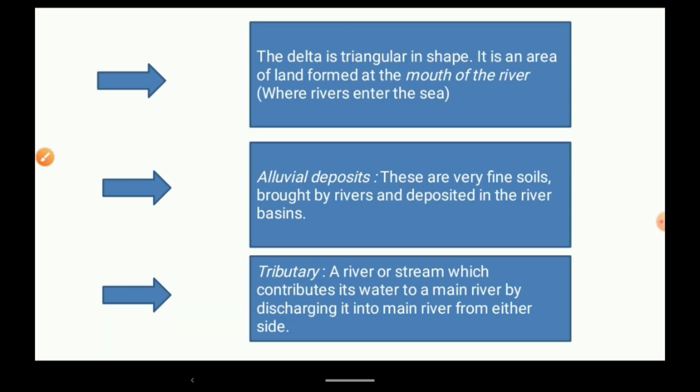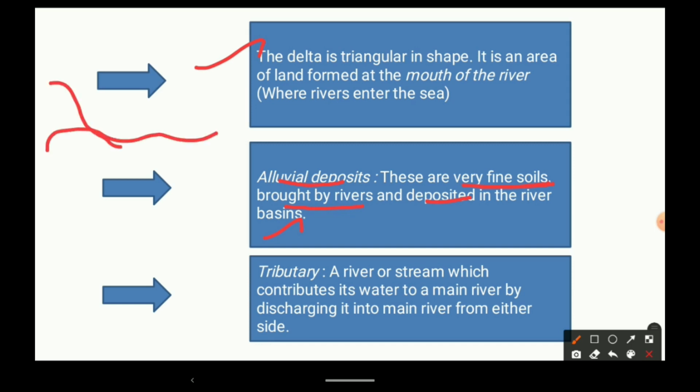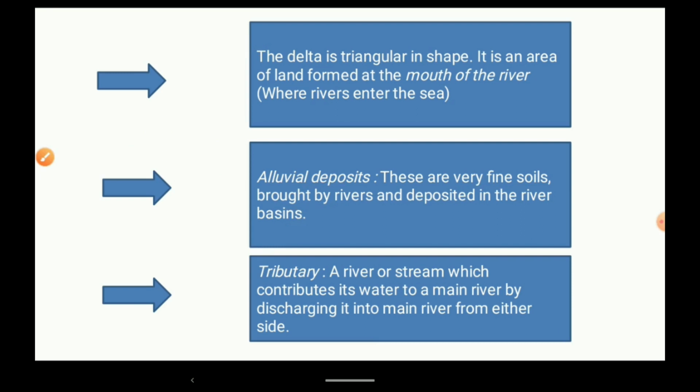Next, we are going to see some definitions. We dealt with delta, and alluvial deposits are nothing but very fine soil brought by rivers and deposited in their river basins. Another two important definitions are tributary and distributary. A tributary is a river joining the mainstream. When a river leaves the mainstream river, it is called a distributary. When one river enters, it is called a tributary. When one leaves, it is called a distributary.